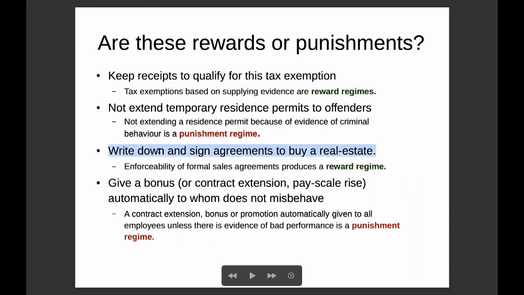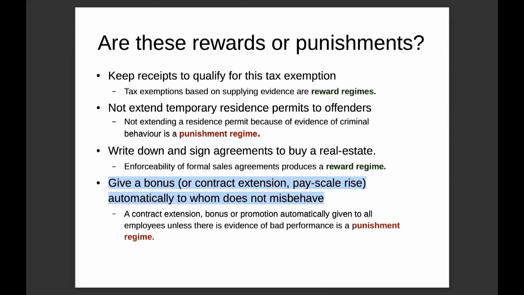Write down and sign agreements to buy a real estate. As buyer and seller bring evidence to the register by means of a notary, we are in front of a reward regime. Give a bonus to whom does not misbehave. As in the case with the offender, the evidence won't be given by whom misbehaves. It is a punishment regime.